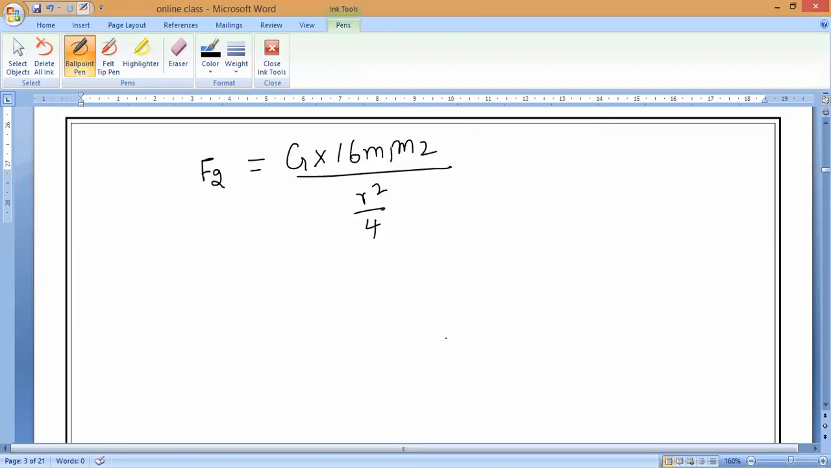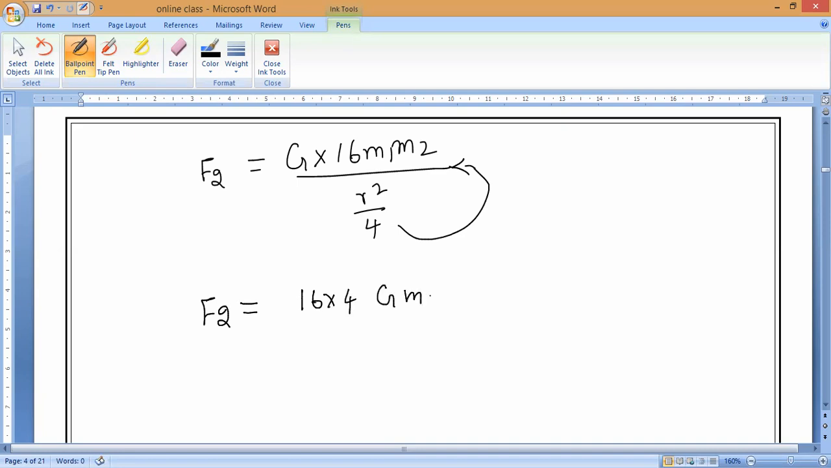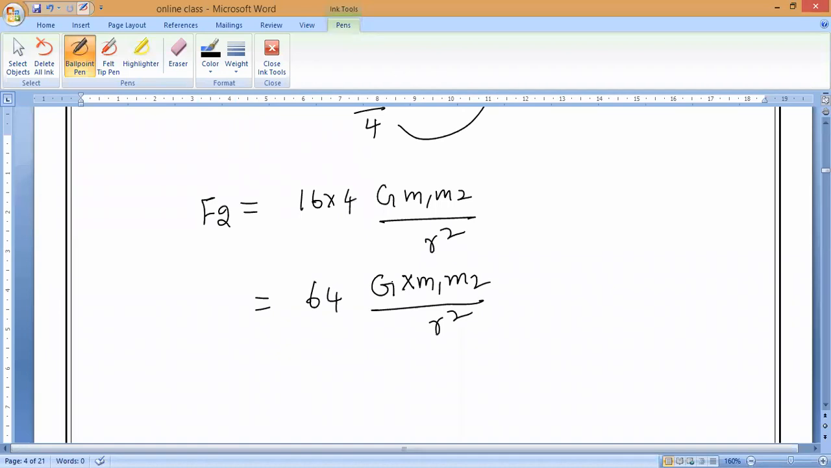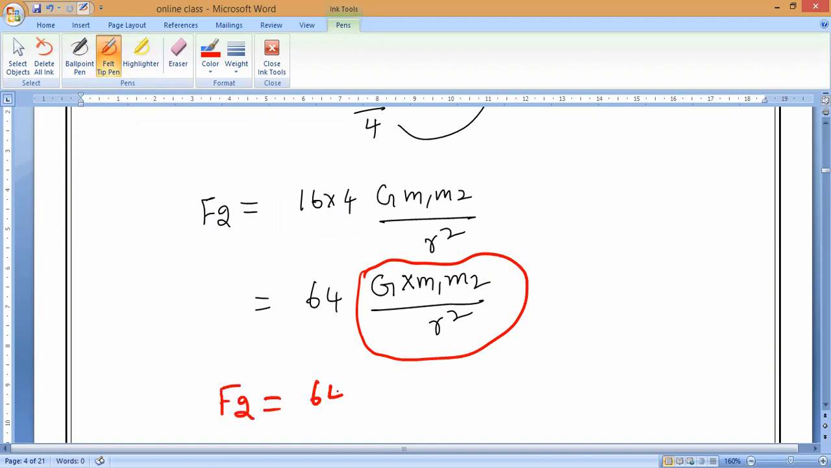Is it okay, guys? Now the 4 is a division within a division, so it goes up as multiplication. So 16 into 4 into G M1 M2 divided by R square. 64 is how much? 64 G into M1 into M2 divided by R square. This full term is equal to F1. So the new force is equal to 64 times F1.